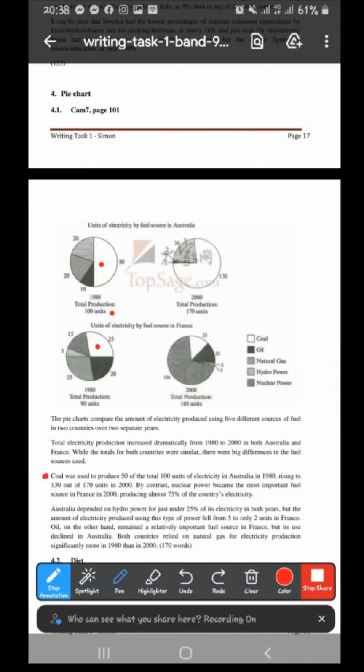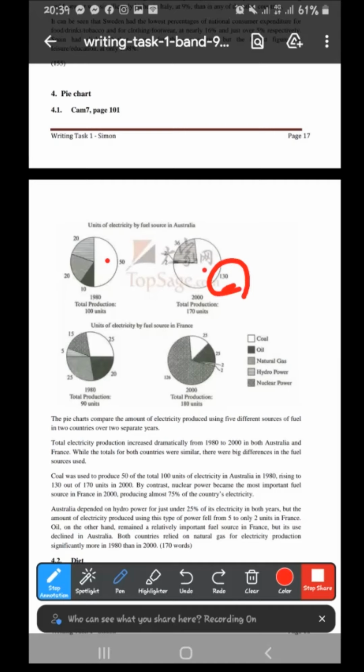And how do you know that? It's given here, units. It's given here as well, units. So we can see that 50 units out of total of 100. You can just add all 50, 20, 20, 10. So in total, it's 100. Out of 100, 50 units of electricity is being used in Australia in 1980, rising to 130 out of 170 units in 2000. You can see that coal is also being used, and you can see that it's 130. So this is how you try to compare between 1980 and 2000 in Australia.